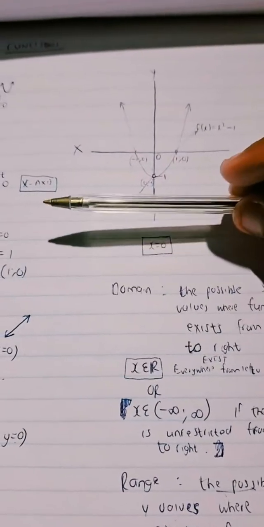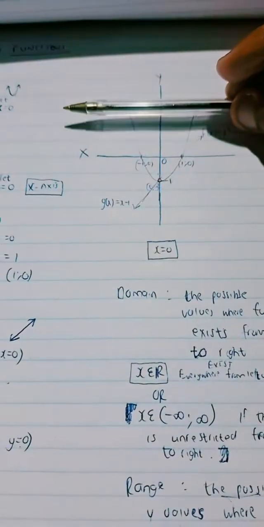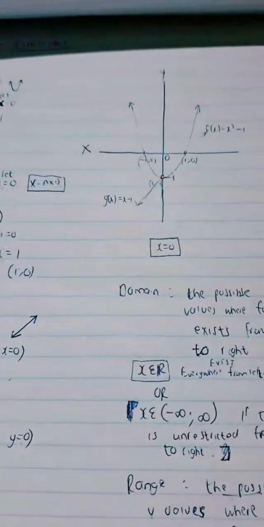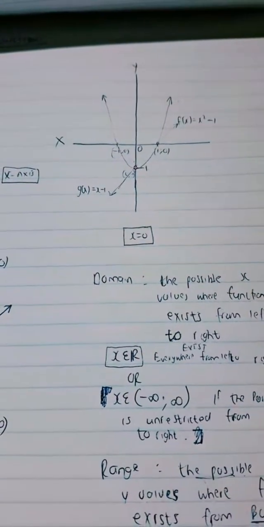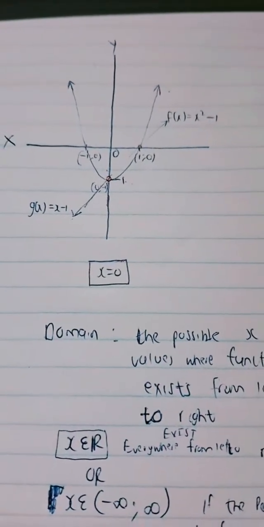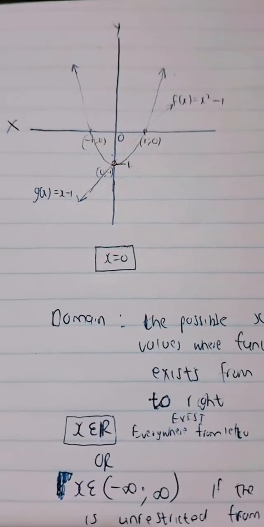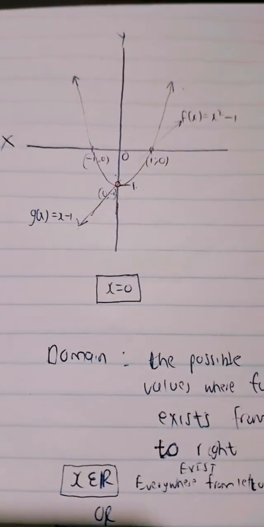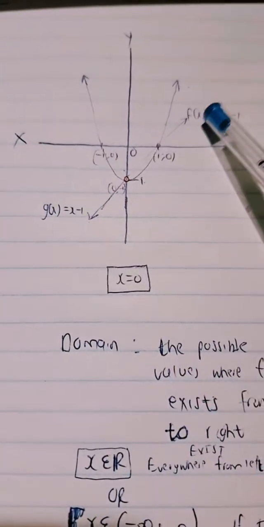What about the range? From the bottom to the top. Once again, from the bottom to the top, the function exists everywhere. That means y is an element of real numbers. As long as the function is unrestricted, we can say domain, x is an element of R. Range, y is an element of R for the straight line function. Okay. All right, let's move on.